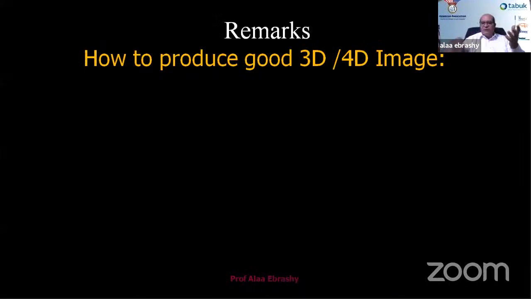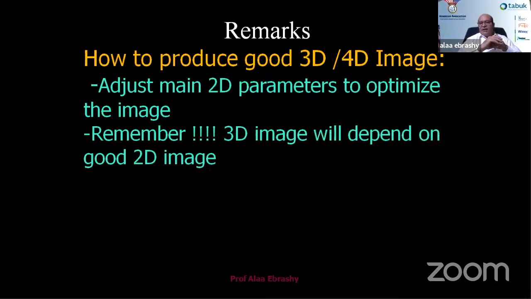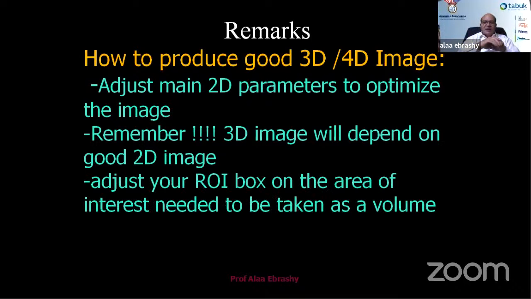4D image, even for the face. Number one, the 2D parameters should be optimized. I mean, you cannot get a lousy 2D image and then convert it to 3D and then wait to have a marvelous picture. So this is very important. The 3D image will depend on the good 2D image, and this is a fact.